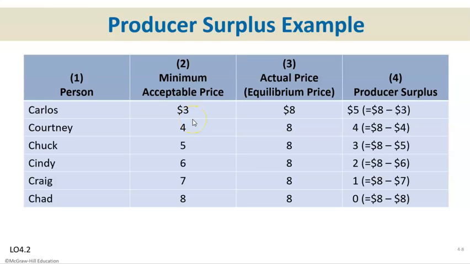So here's an example of the math when we have an individual buyer or a small group of buyers. You just take the actual price, subtract the minimum acceptable price. So for Carlos, got paid $8, would have been willing to sell for $3, so his producer surplus is $5. And we can do that same process for each of the sellers. And then to get the total or the market producer surplus, you can just add up each of the individual producer surpluses. And this, I think, also ends up being $15.